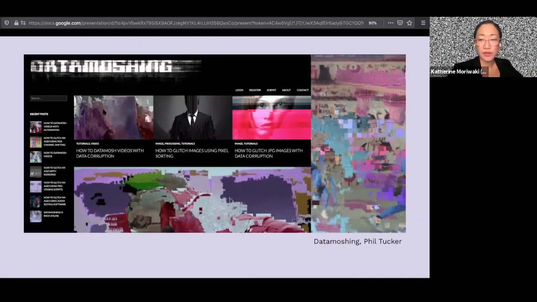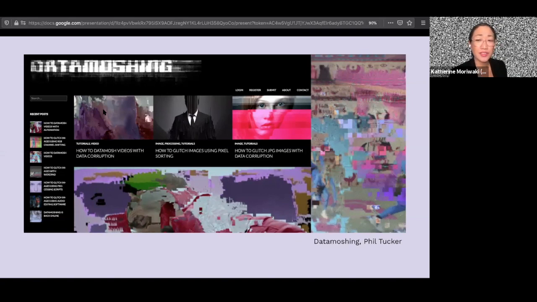Glitching at the level of software. So it was mentioned earlier about how the pixels work, how images are constructed for the screen. And because that is a numeric process, a coded process, one can actually go into the code that instructs the machine how to display images and disrupt that system. So this is a project called Data Moshing by Phil Tucker.